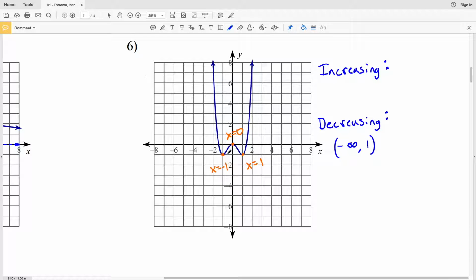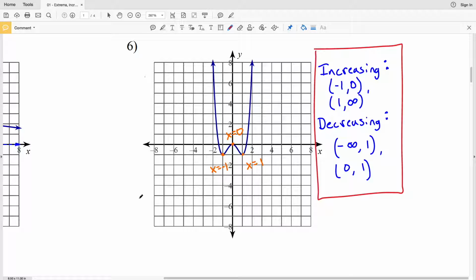From there, our function begins to increase, and it increases until that next relative extrema, the relative max, at x equals 0. So it's increasing from -1 to 0. Then, after that, it begins decreasing again until that next relative extrema. So it's decreasing from 0 to 1, and then finally it's increasing again from 1 to +infinity. So it's increasing over the intervals -1 to 0, and then 1 to infinity, and it's decreasing over the interval -infinity to -1, and then 0 to 1.